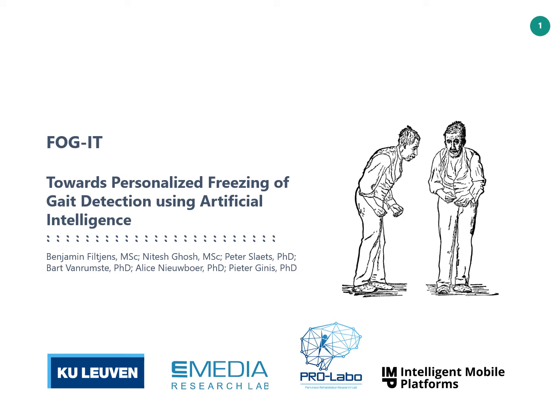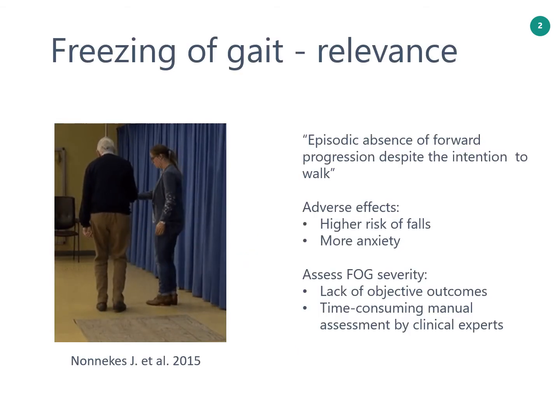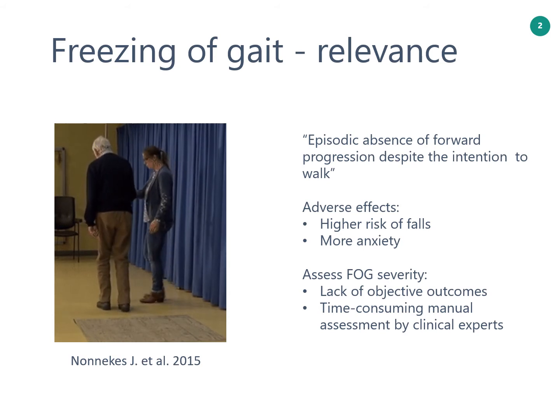I'm a PhD researcher at KU Leuven, and today I will talk about the artificial intelligence algorithm that will be further enhanced within the FOGIT project, a project where we aim to work towards personalized and automated freezing of gait detection. Freezing of gait is defined as the episodic absence of forward progression despite there being some intention to walk.